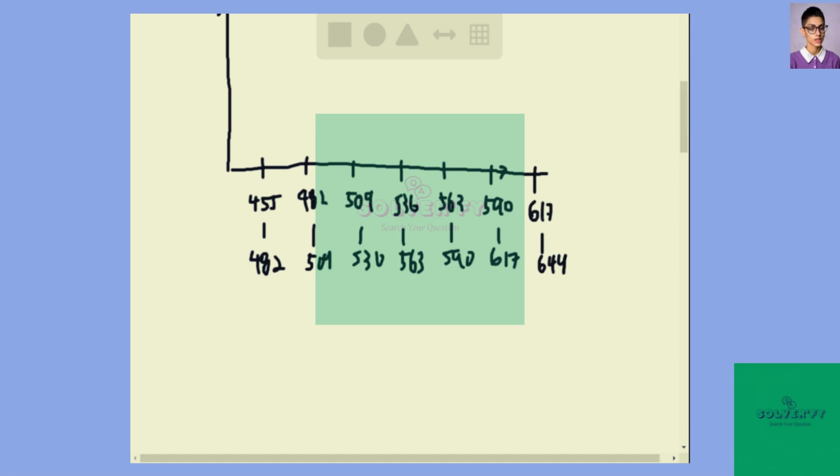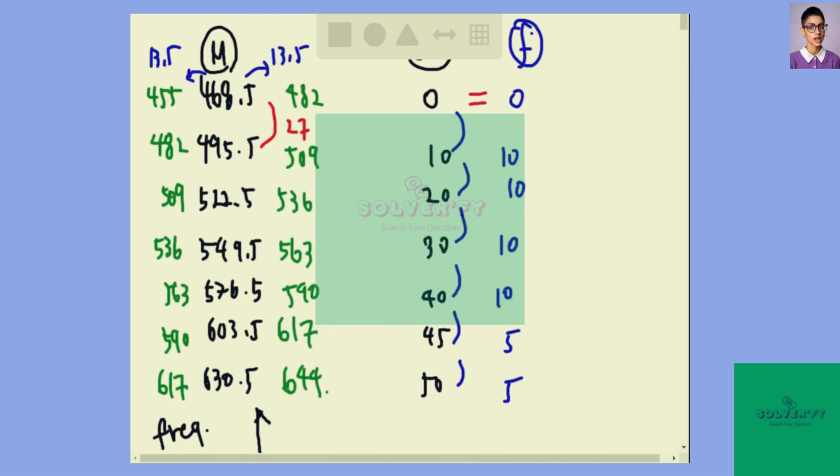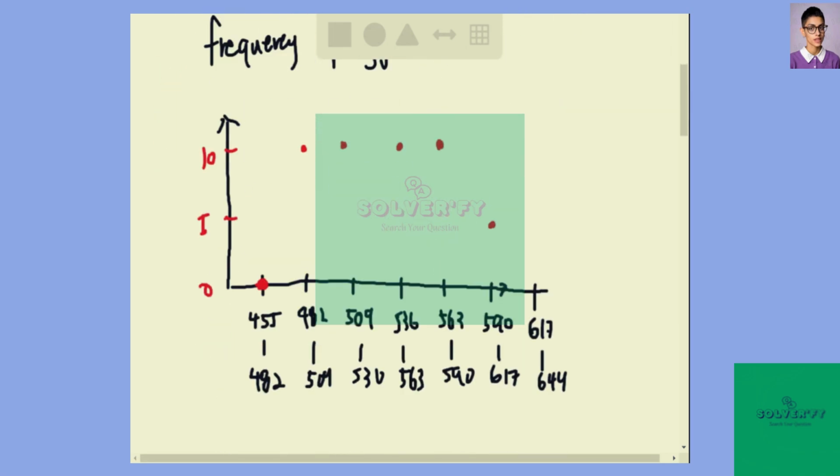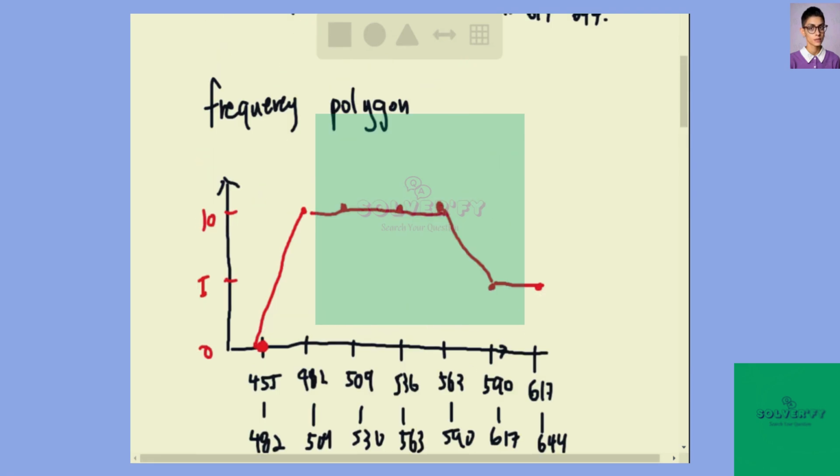Okay, now the frequency was 0, 10, 10, 10, 10, 5, 5. So 0, 5, and 10. And what do you guys do? Plot. So this one is 0, and then 10, right? 10, 10, 10, and 5. And we had another 5, right? Okay, and the last one. So it looks like it's stable over here and then goes down and goes to 5. And this is it. This is the frequency polygon for this one.